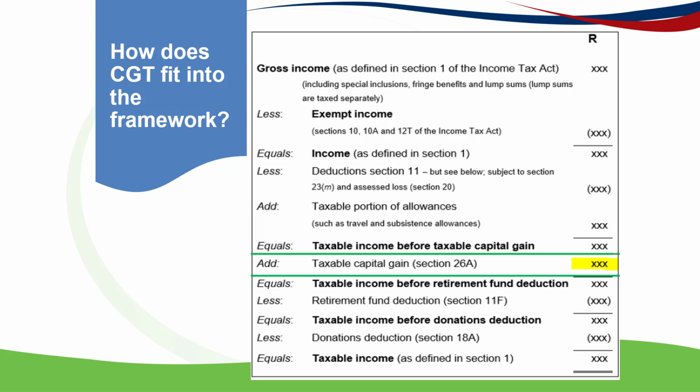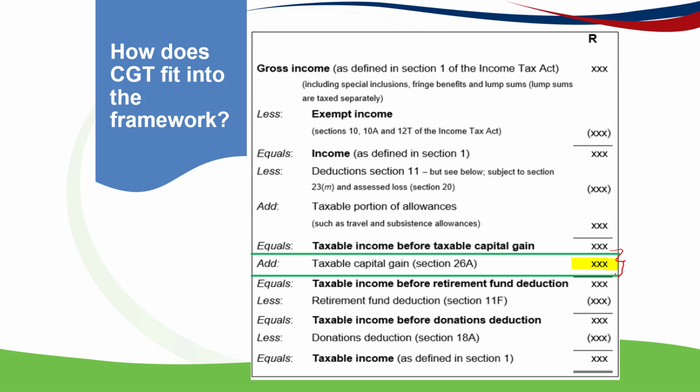If we look at the highlighted area, we will see that CGT is not a separate tax, so it is included in taxable income through Section 26A of the Income Tax Act, which forms the link between the Income Tax Act and the 8th Schedule. So the 8th Schedule guides us in terms of calculating the capital gains or the taxable capital gain, and then we include that in taxable income through Section 26A.